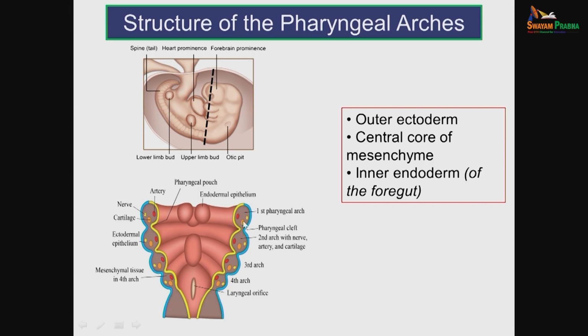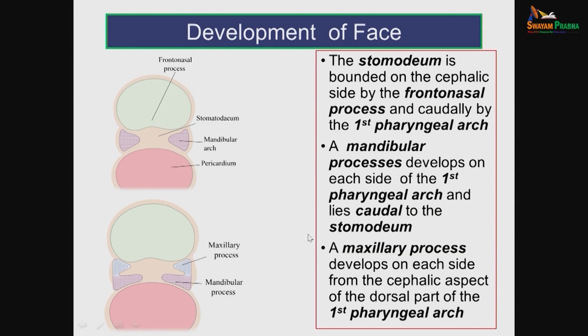The first pharyngeal arch is called as mandibular arch. You can see in this picture, this is the developing face. This is the first pharyngeal arch, which is quite associated with the development of face. Having known this, we will move to the development of face.